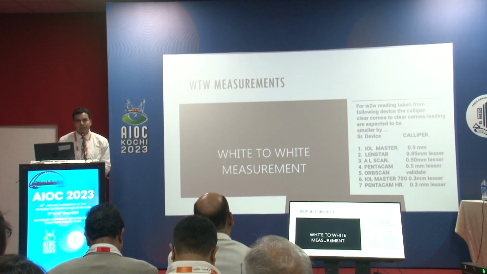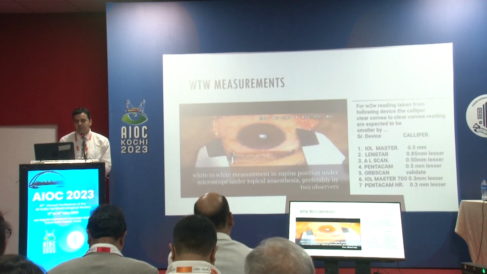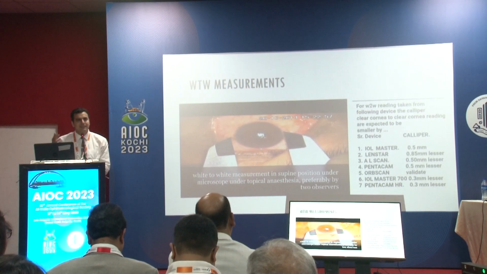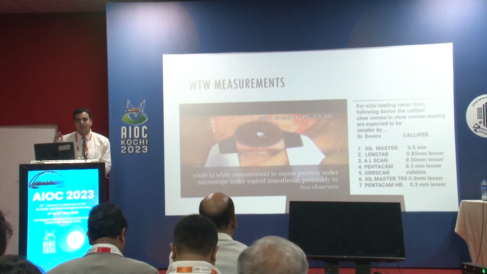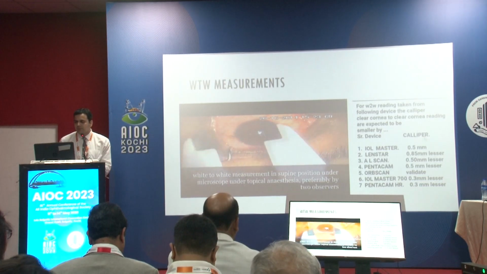White to white measurement is the most important thing, and I always emphasize it has to be done under the microscope, with the patient in supine position. Take a speculum. It has to be done by two different observers. That's very important. Take three readings, bring the caliper to the 0 point again, press 0 so that it's calibrated, and that's how you take the accurate white to white, and then adjust the white to white as given by different devices.